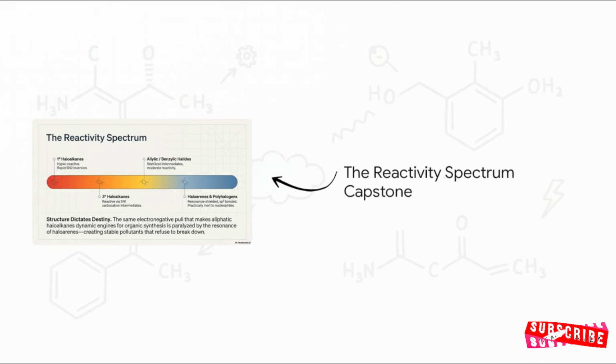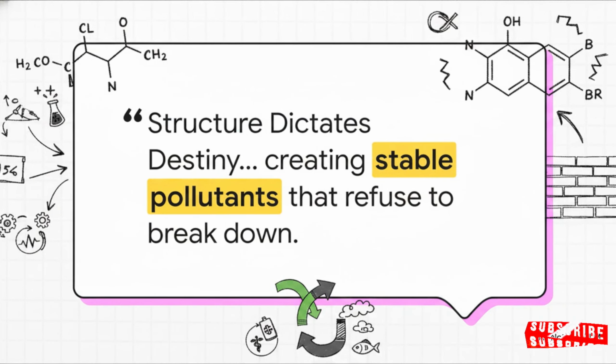To bring this all together, look at this capstone spectrum. It visually summarizes everything we've mapped out today. On the highly reactive left side, you've got your 1-degree aliphatic haloalkanes, primed for rapid SN2 inversion. In the middle, 3-degree haloalkanes reacting via SN1, alongside those stabilized allylic and benzylic halides. And way over on the far right, the stable, resonance-shielded sp2 bonded haloarenes and polyhalogens that are practically inert to nucleophiles. We've seen how the exact same elemental ingredients can behave completely differently based solely on their architectural arrangement.